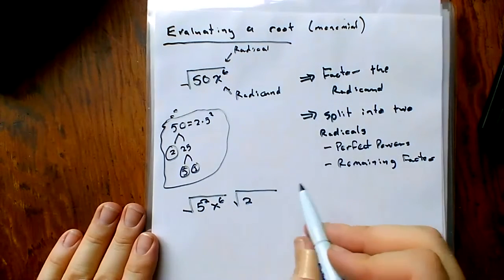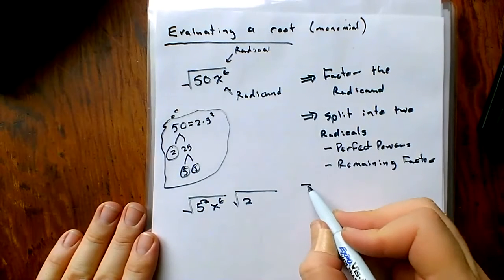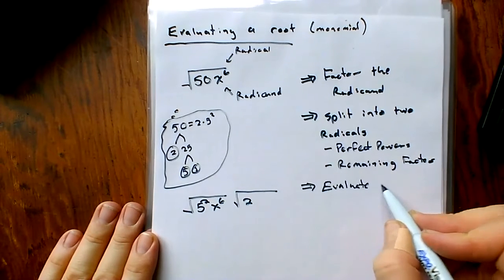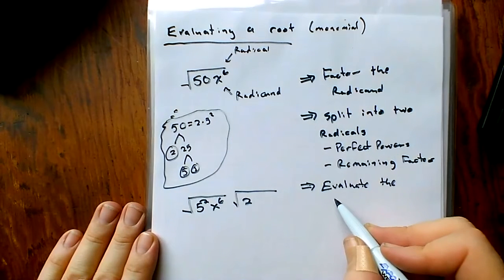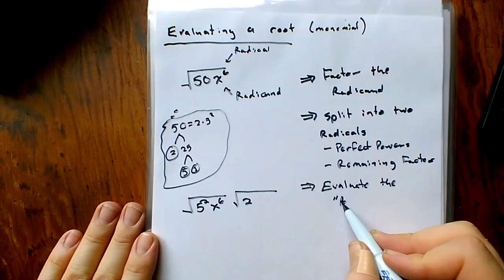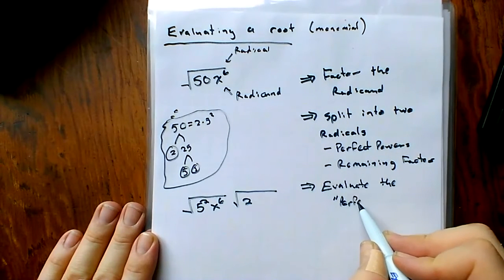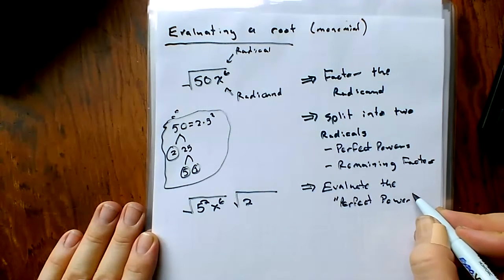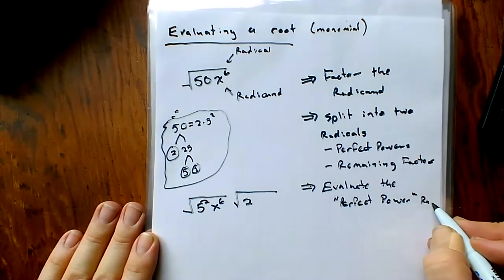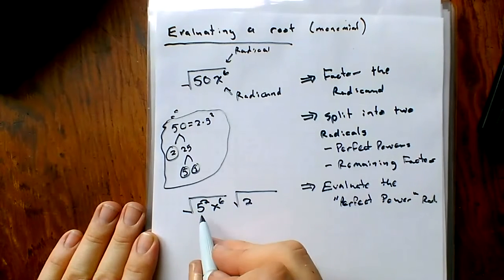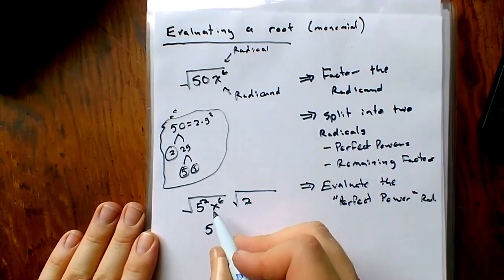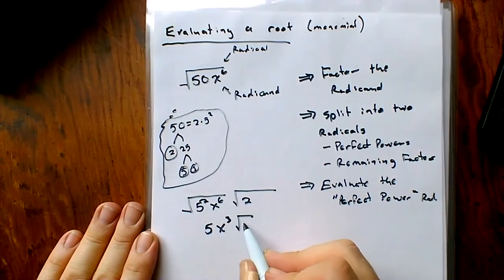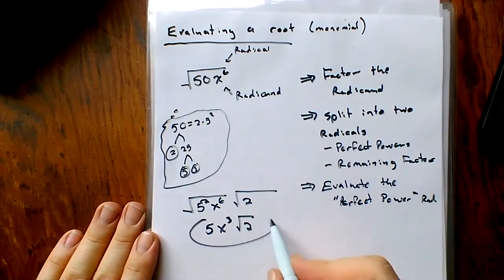But now that we split this into two radicals, now we're going to evaluate the perfect power radical. So here, square root of 5 squared is just 5. Square root of x to the 6th is just x cubed. And I still have this square root of 2. So I'll be done with that one.